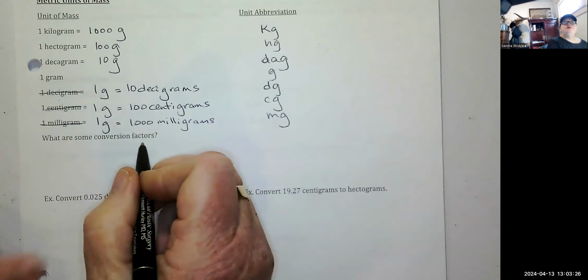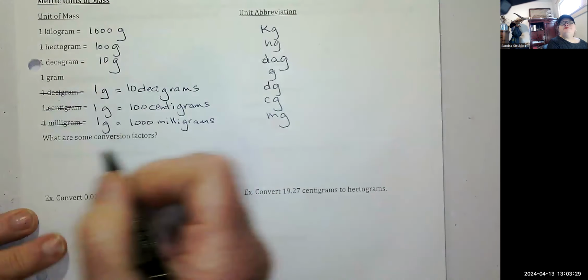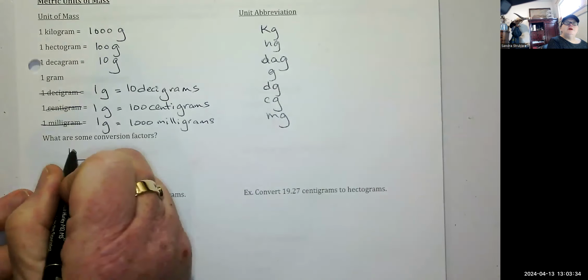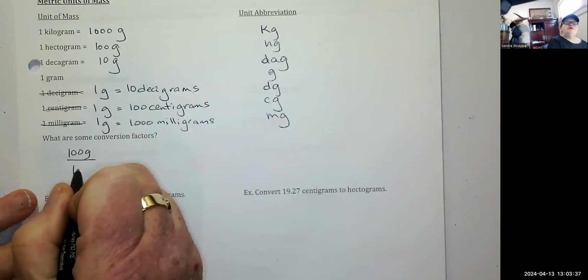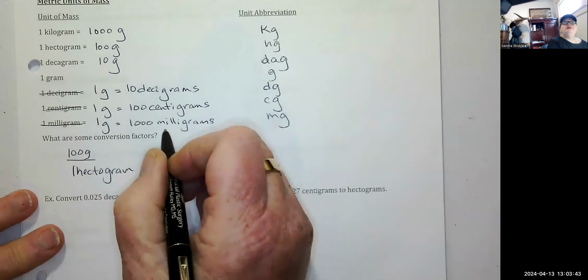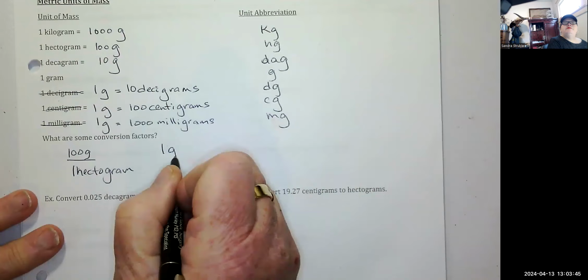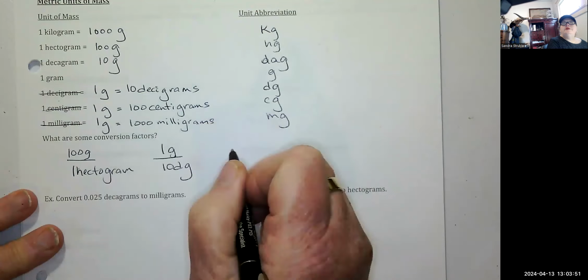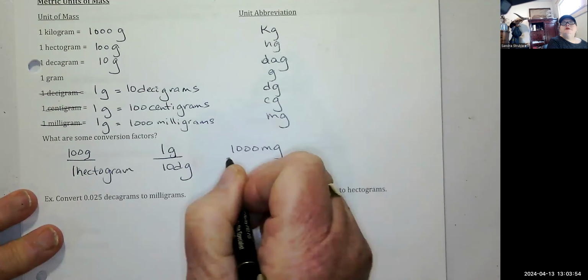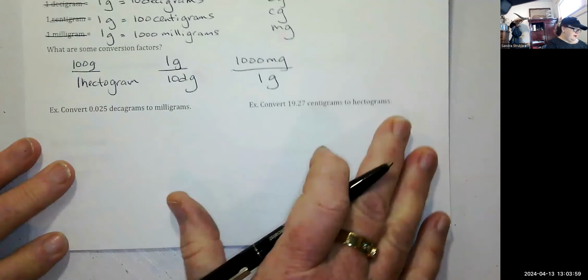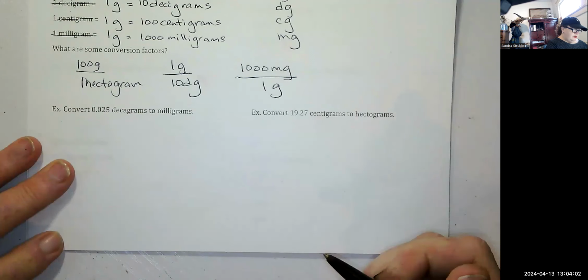What are some conversion factors? Well, I've already written them, but they want me to write them as a ratio. So let's say that 100 grams is 1 hectogram. I'm going to do abbreviation wise now. 1 gram is 10 decigrams. I could also say that 1,000 milligrams is equivalent to 1 gram. Those are all conversion factors. All right. Another one you could do. No, that's fine. That's good.